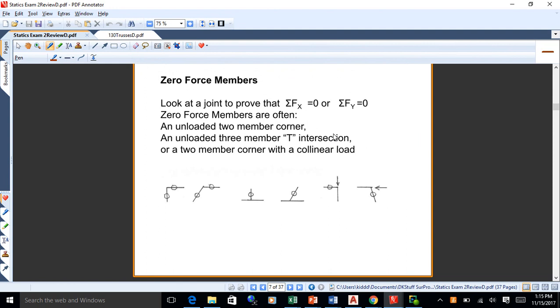0 force members, you've got to prove at a joint that sum of fx is 0 or sum of fy is 0. I show some typical 0 forces there below. So you see you got unloaded corners with 2 members, unloaded T's with 3 members, and then that collinear force corner there, the odd member that does not support the force could often be 0.